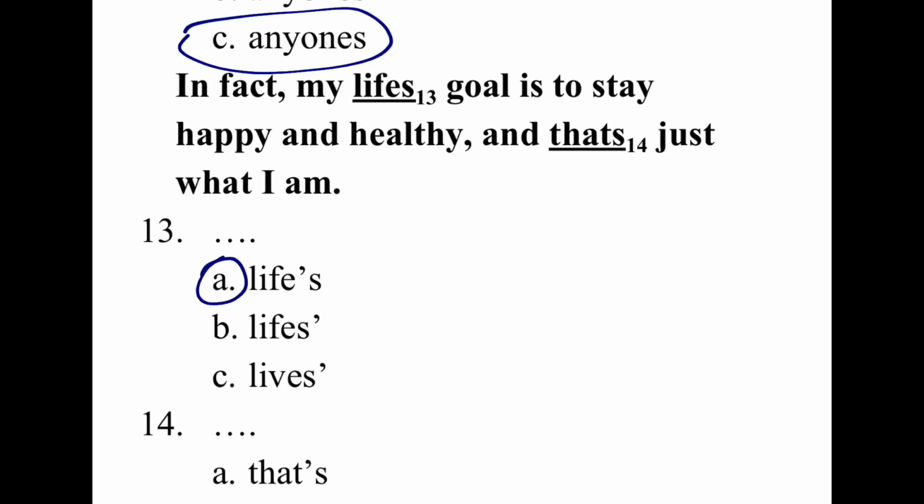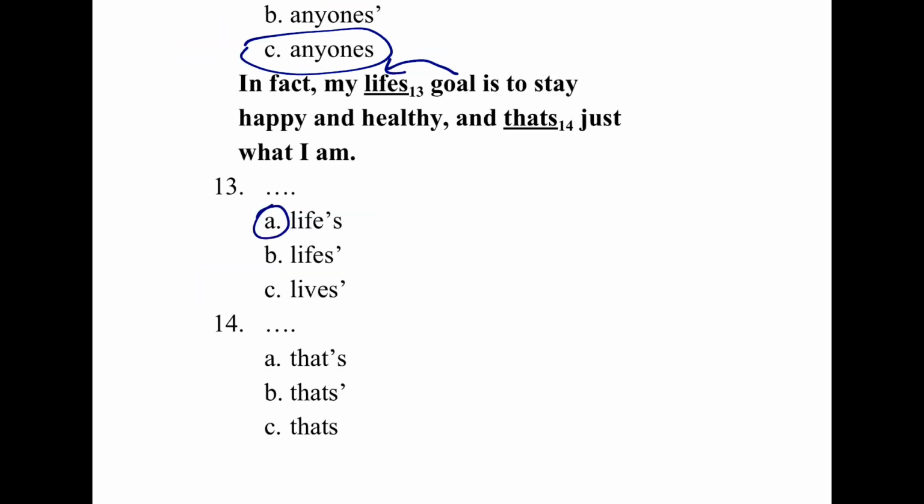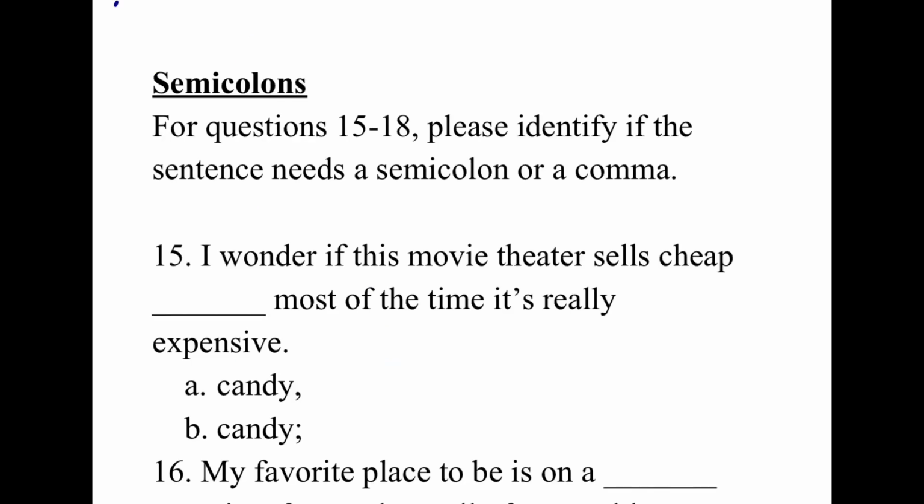13 was A, the goal belonging to life, singular. So apostrophe S was the appropriate thing to show possession. And for 14, we wanted the contraction that is, A. Moving on to semicolons. For 15, B, the semicolon, was the correct answer here.